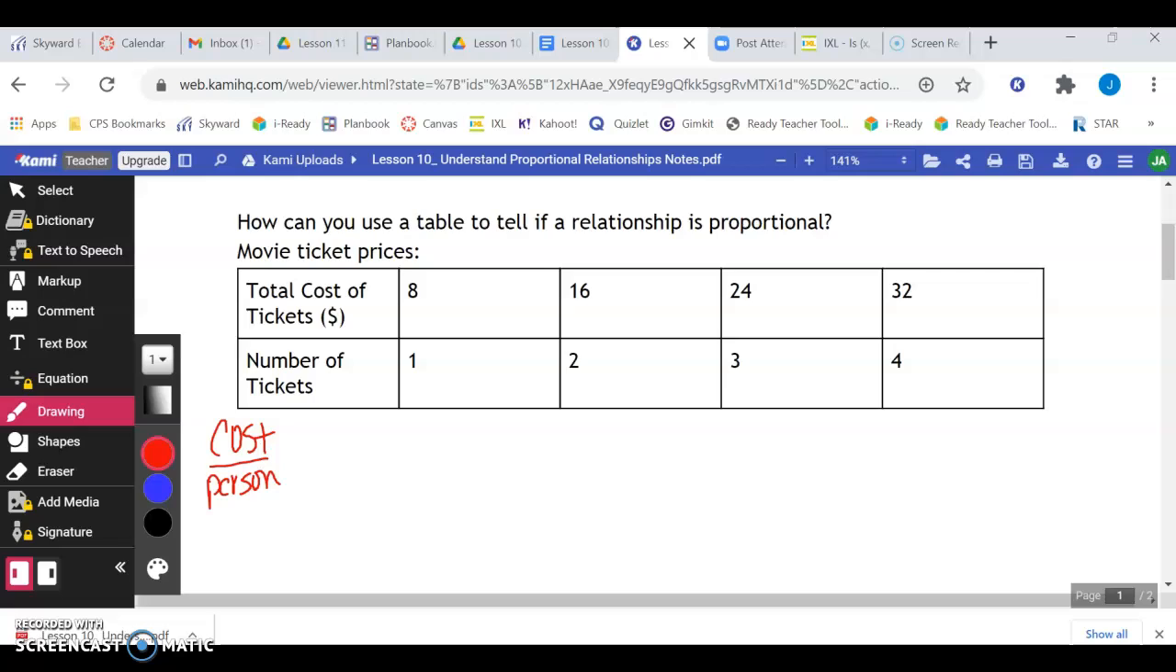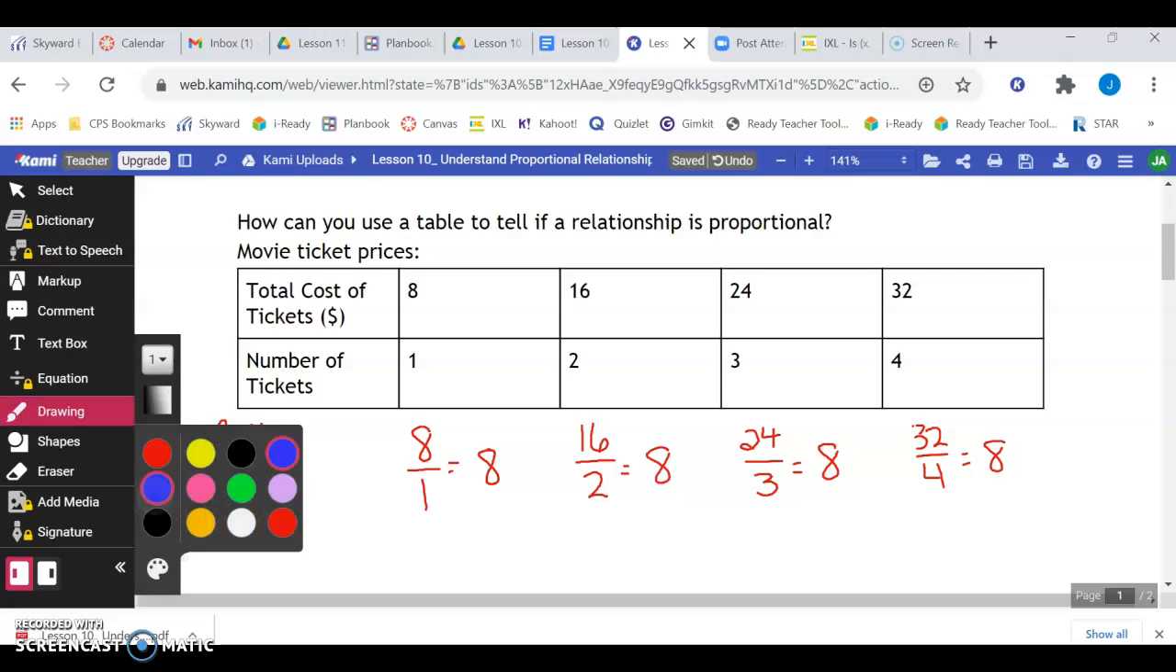So for this first one, they paid $8 for one person, $8 per one. So that would simplify down to 8. So the unit rate there would be 8, or the constant would be 8. For the next spot over, they paid $16 for two people. So 16 per 2, that would simplify down to 8 as well. And then third, they paid $24 for 3 people. That would simplify to 8. And then $32 for 4 people. That would simplify to 8 as well.